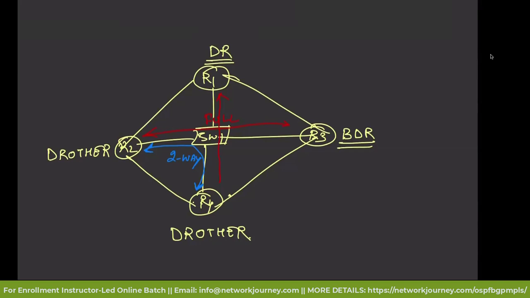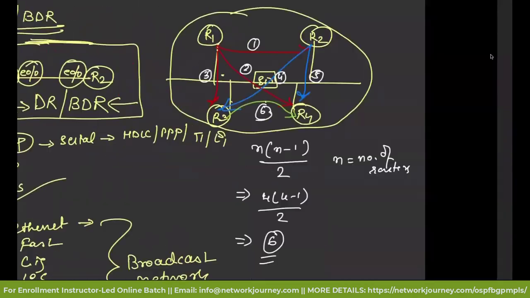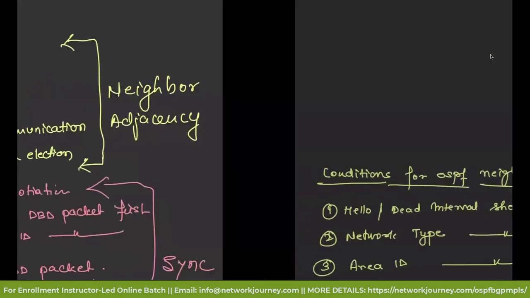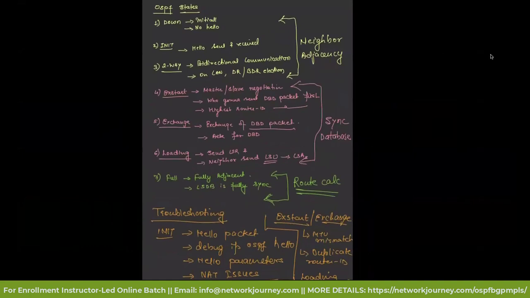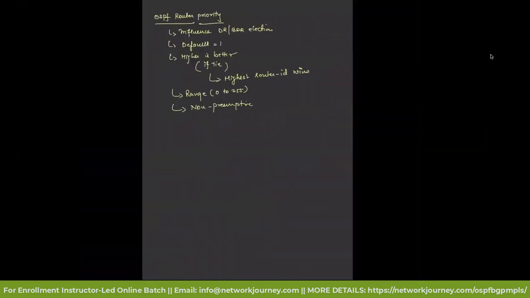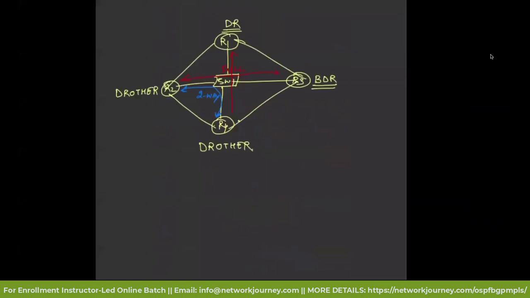Now you guys can see that between two DR others, you will have a two-way neighborship. So what does it mean? It means they're not going to exchange any LSA with each other, because up to two-way, only neighborship is going to form. You can see this? Yes. Up to two-way, only neighborship is there. Your database synchronization is going to happen after two-way. Getting my point? Exactly. So they're not going to exchange anything with each other.